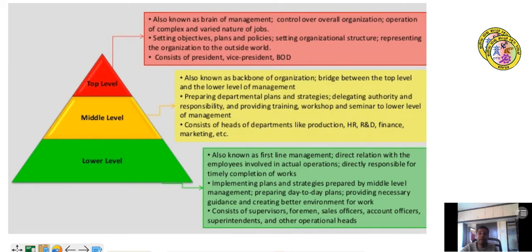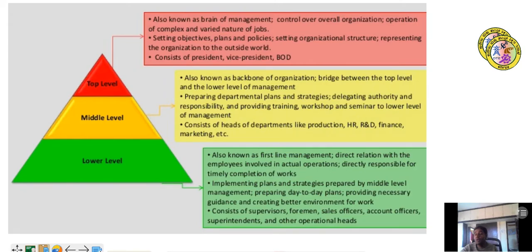Middle level management, these are the rules and regulations, and they are going to give the time bound for the completion of the project. Everything is going to be given by the top level management. So in middle level management, they are going to make some rules and regulations.